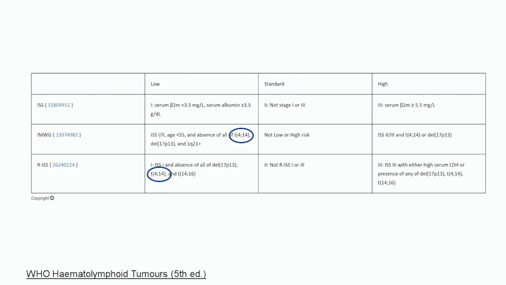In fact, the t(4;14) is shared, and chromosome 17, which carries the P53, is also shared, but they are different in one finding. So the Myeloma Foundation is interested more in chromosome 1 aberrations. They want to exclude that for patients to be called low risk. And in the Revised International Staging System, they are interested in t(14;16) to be excluded for patients to be called low risk.